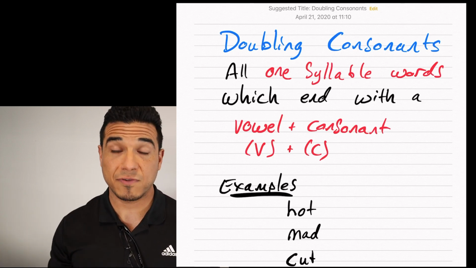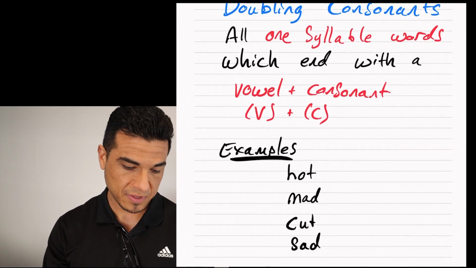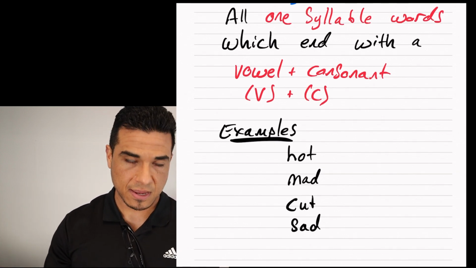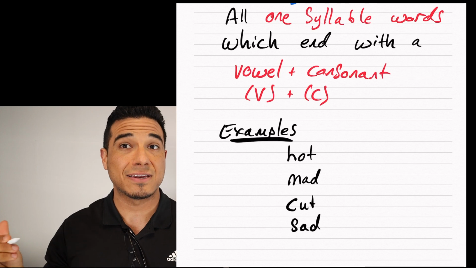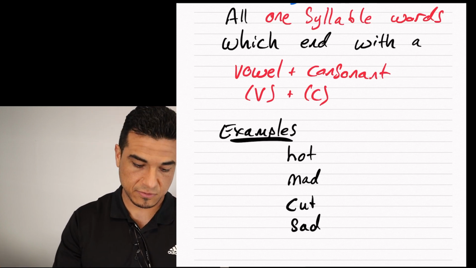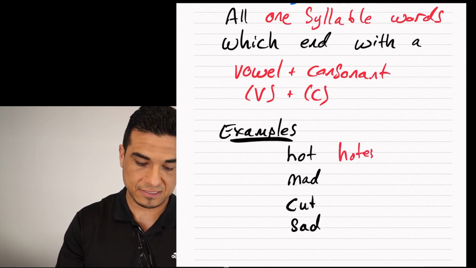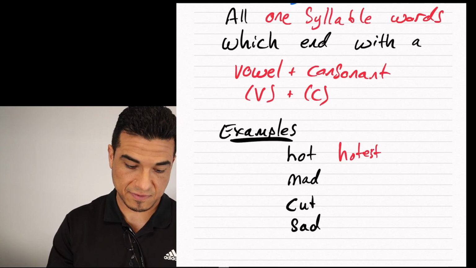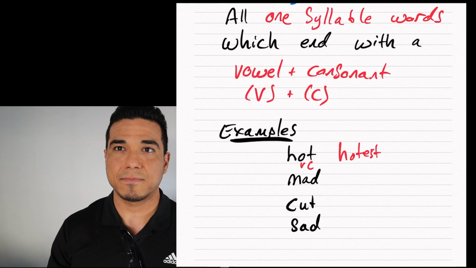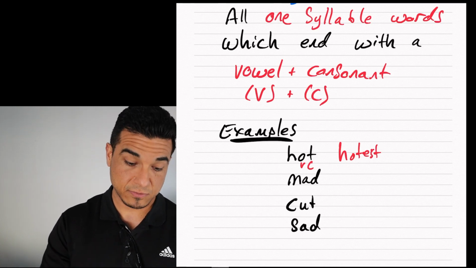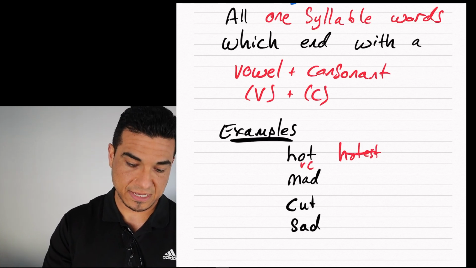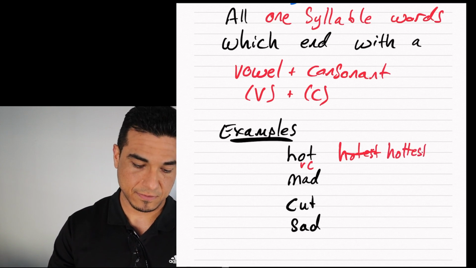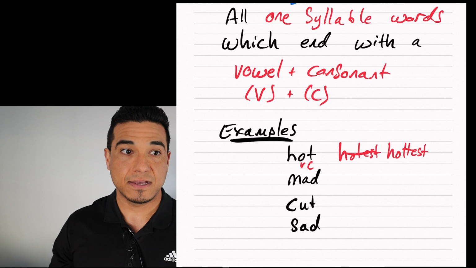So like if I'm trying to make a superlative, for example, and I have hot. Hot is a one syllable word and the superlative is hottest. So in order to do that, I couldn't write hot test the way that I've just written it. Instead, I would recognize the fact that it ends with a vowel and a consonant. Therefore, as a rule, I would need to double that consonant. So instead, I would write H-O-T-T-E-S-T.